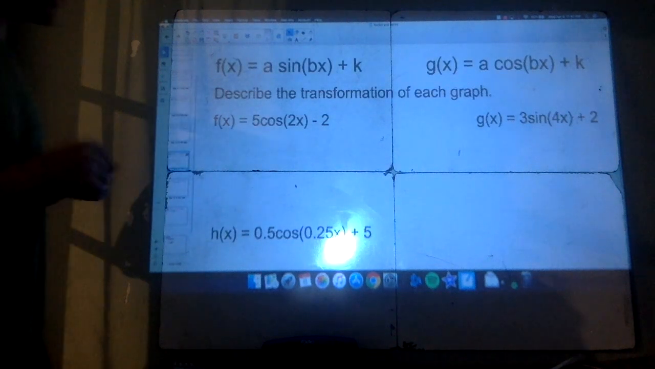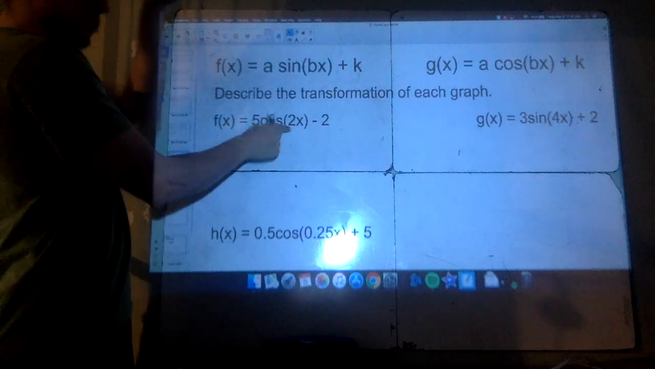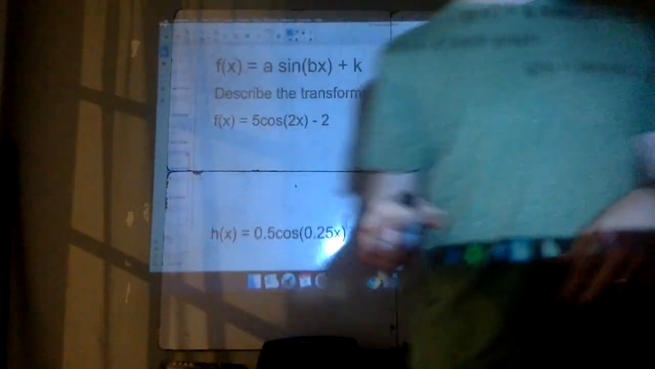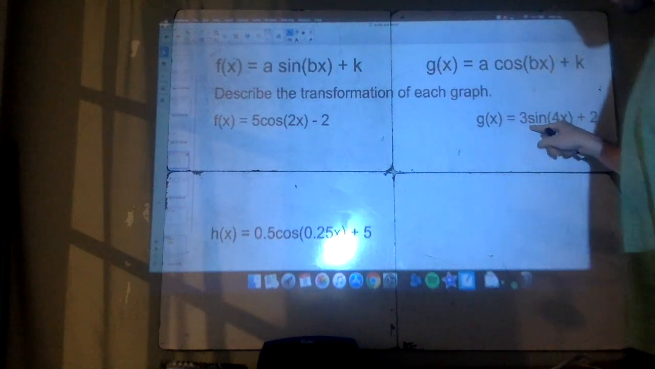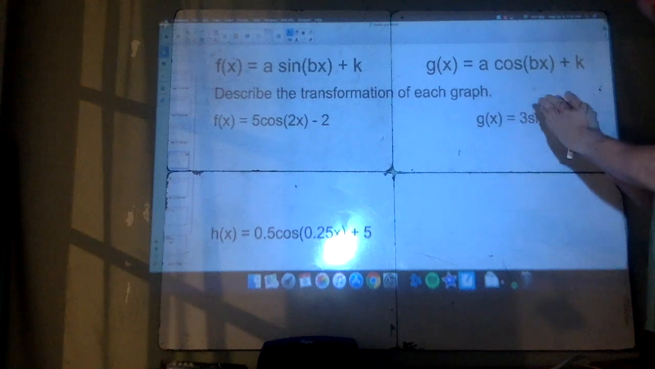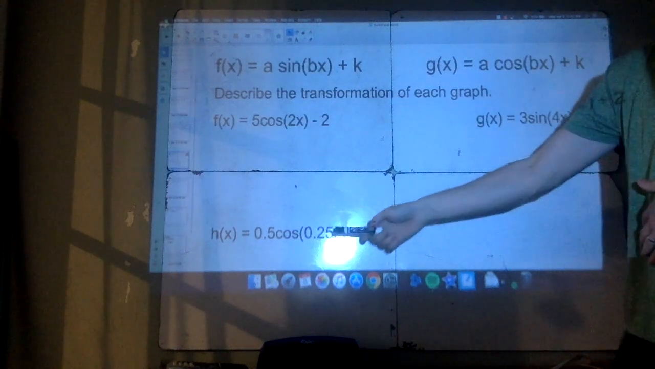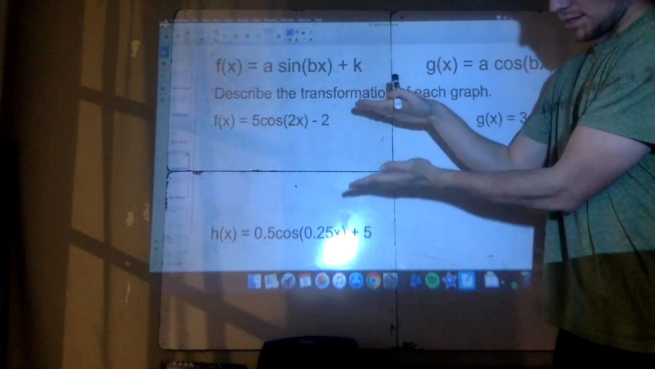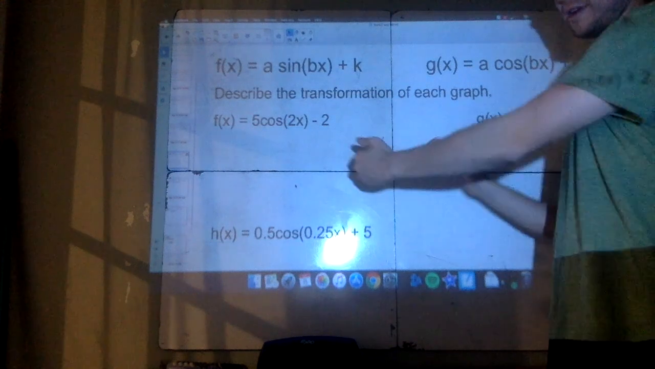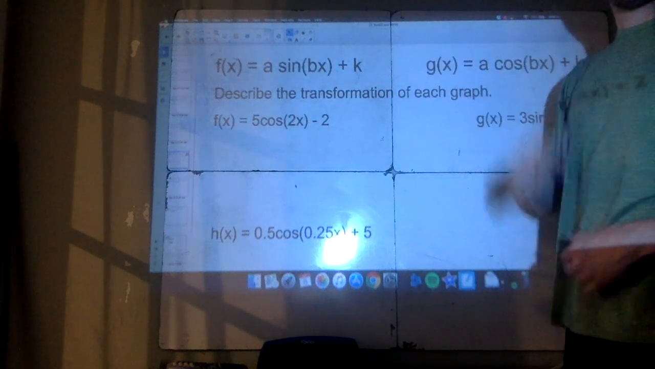All right, so these 3 transformations. 5, stretched by a factor of 5. 2, shorter period, -2, down 2 units. For g of x, 3 stretched it by 3. 4x made our period even shorter. It's now pi over 2, and +2 up 2 units. 1/2, it made our amplitude smaller. 0.25 made our period longer, and +5 moved it up 5 units.